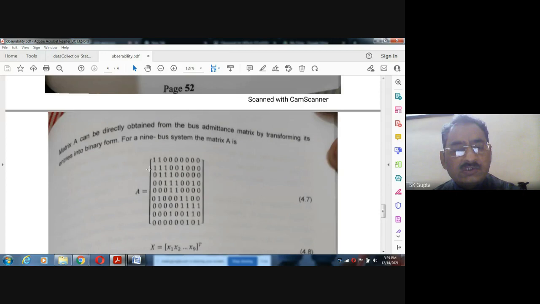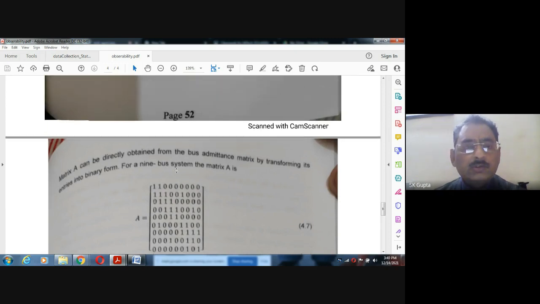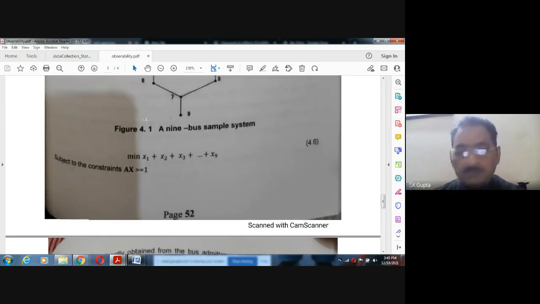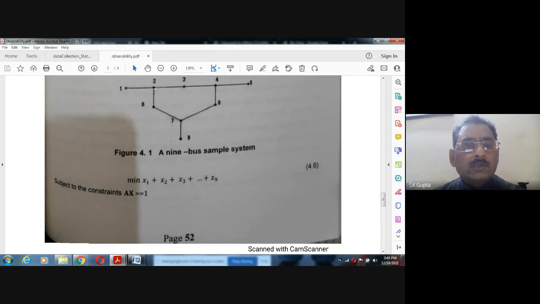Now you see this is the second bus. Second bus is connected with bus 1 and 3. Second number, third number, fourth number, like this. Second number is connected with 1, 3, and 6. You see here, second is connected with 1, 3, 6. तो ये 1, 3, 6 आ गया.